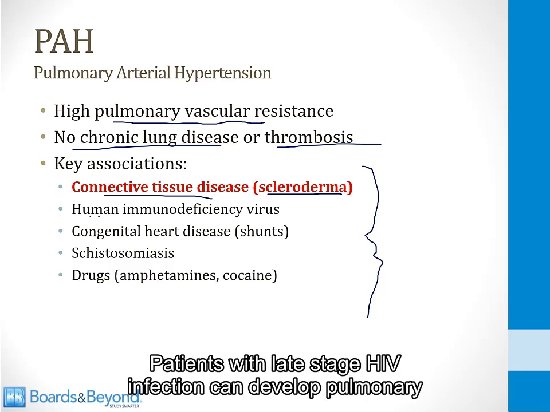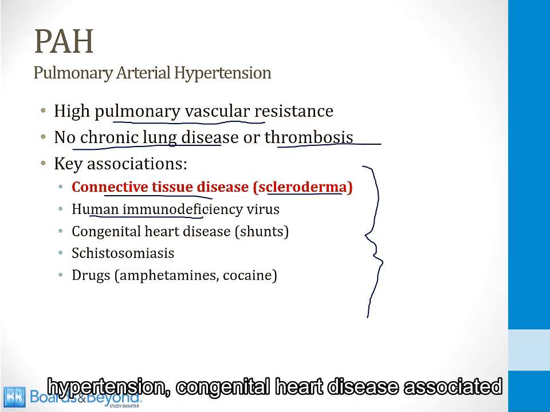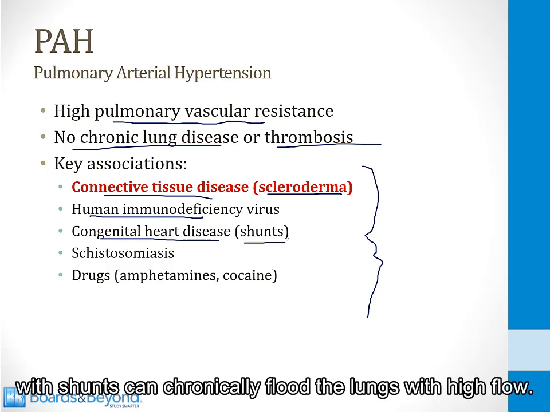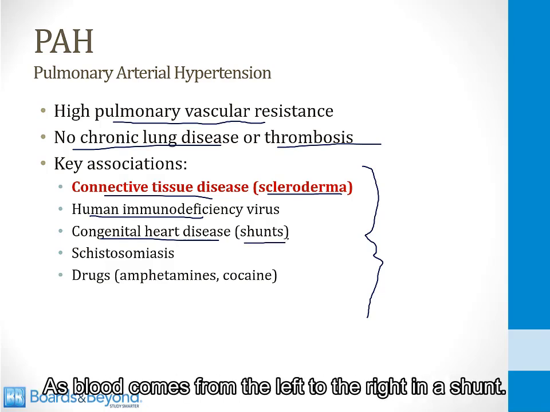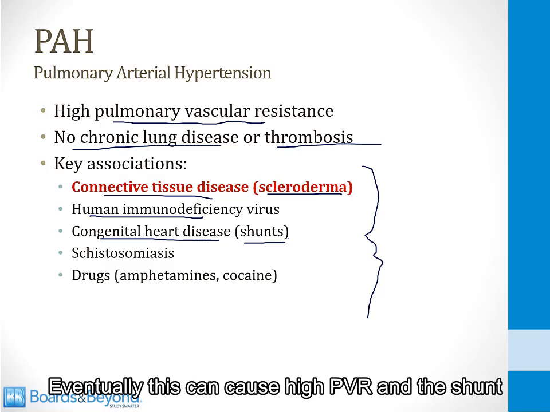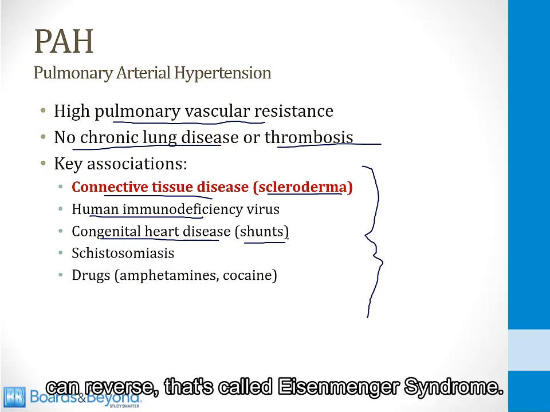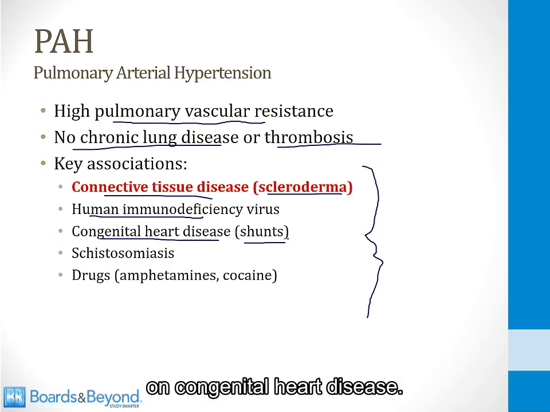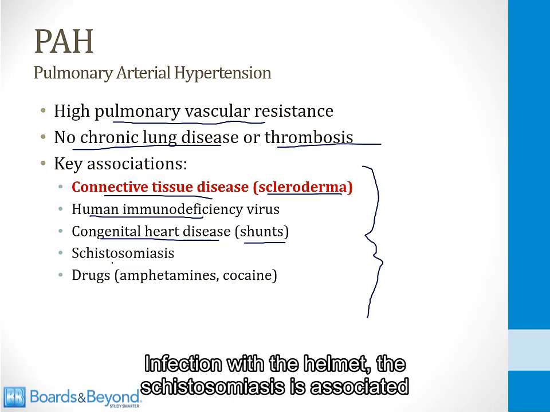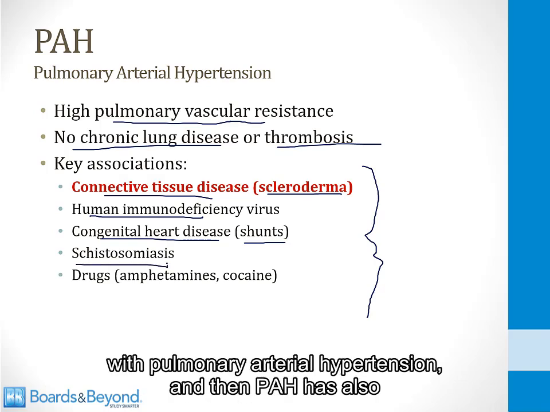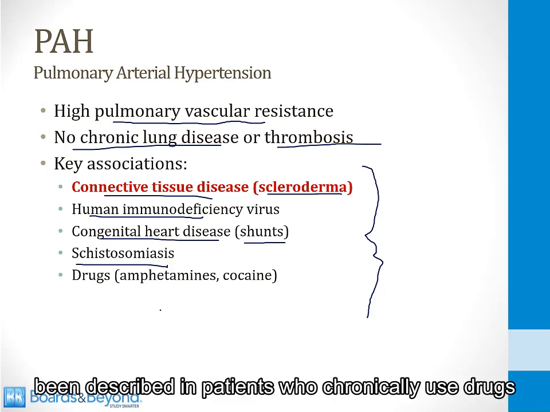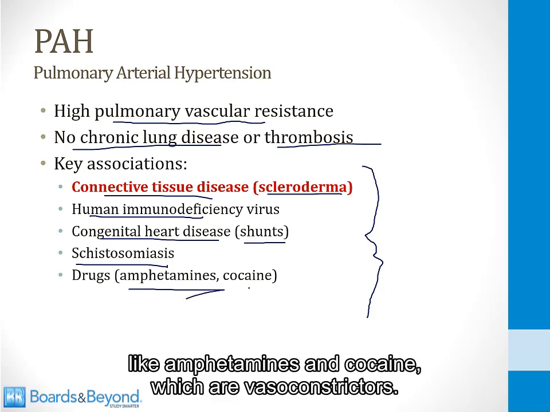Patients with late-stage HIV infection can develop pulmonary hypertension. Congenital heart disease associated with shunts can chronically flood the lungs with high flow as blood comes from the left to the right in a shunt. Eventually, this can cause high PVR and the shunt can reverse. That's called Eisenmenger syndrome. And I talk about that in the videos on congenital heart disease. Infection with the helminth schistosomiasis is associated with pulmonary arterial hypertension. And then PAH has also been described in patients who chronically use drugs like amphetamines and cocaine, which are vasoconstrictors.